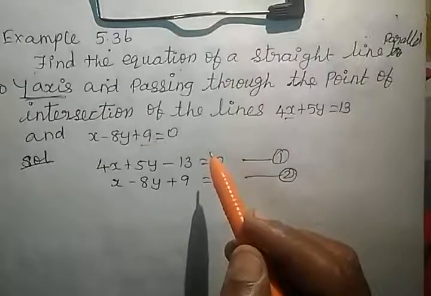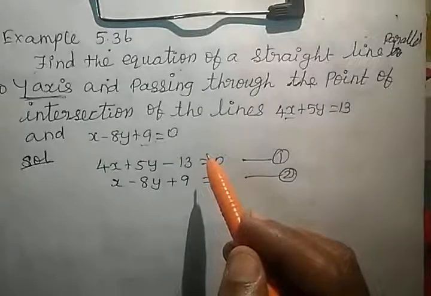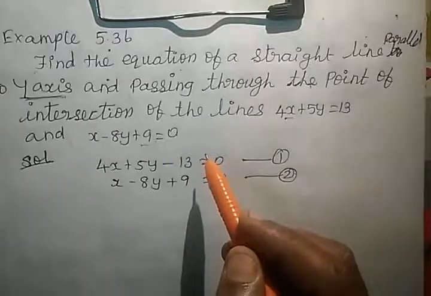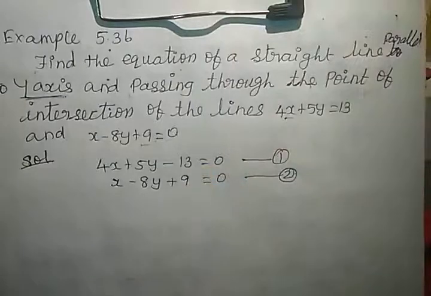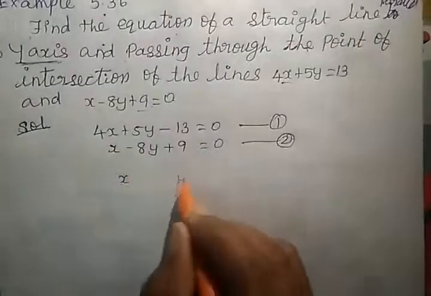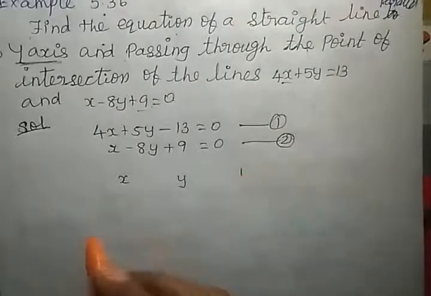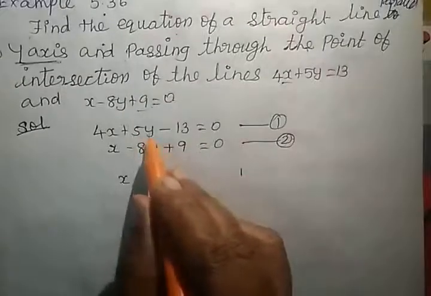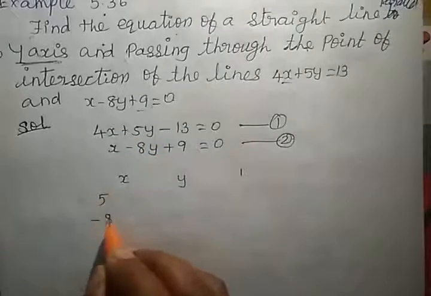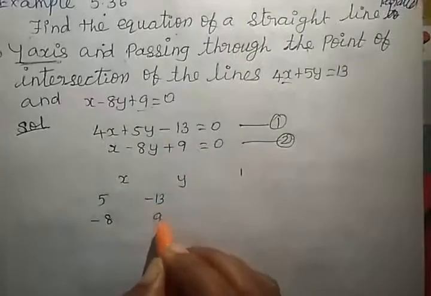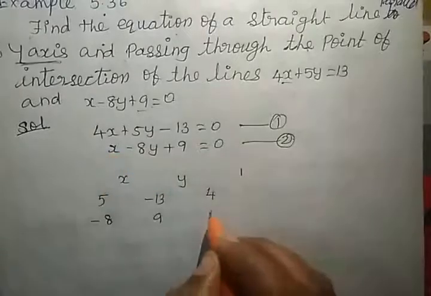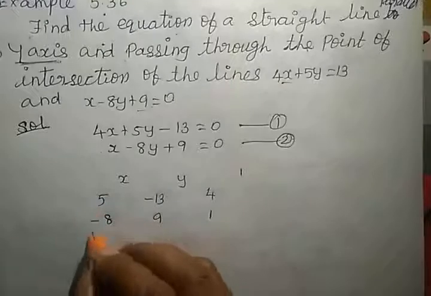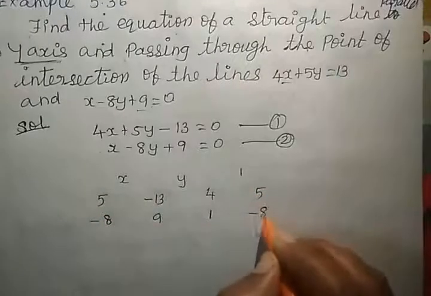The first method is substitution method. The second one is elimination method. The third one is cross multiplication method. Now I am going to solve these equations by cross multiplication method. x, y and the constant term 1. First you write the coefficients of y, that is 5, minus 8, minus 13, 9, 4. The coefficient of x is 1, and again you write the first one, that is 5, minus 8.